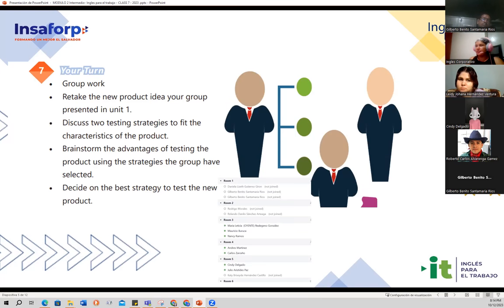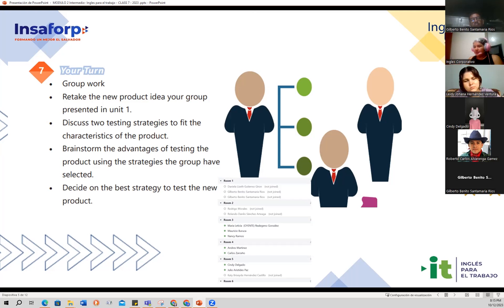So, we have the first group, where is Daniela and Gilberto. Also, we have Rodrigo and Rolando. We have Maria Leticia, Mauricio and Nancy, Andres and Carlos, Cindy and Julio, and Kathy. I will give you another 5 to 10 minutes to join the ones that didn't participate or didn't attend the class yesterday. So in order you can also participate.